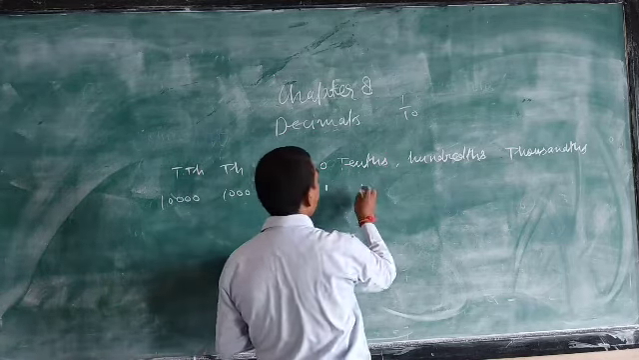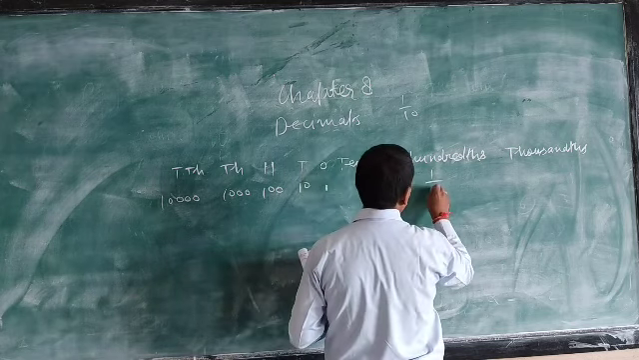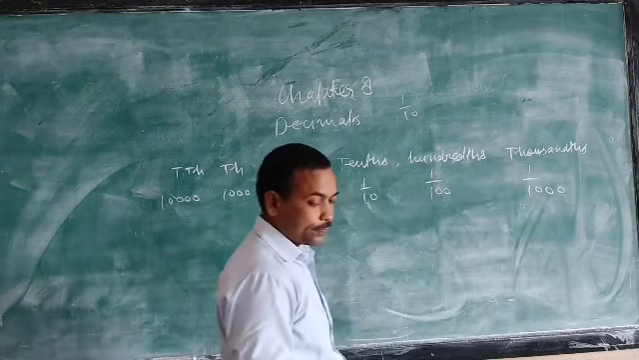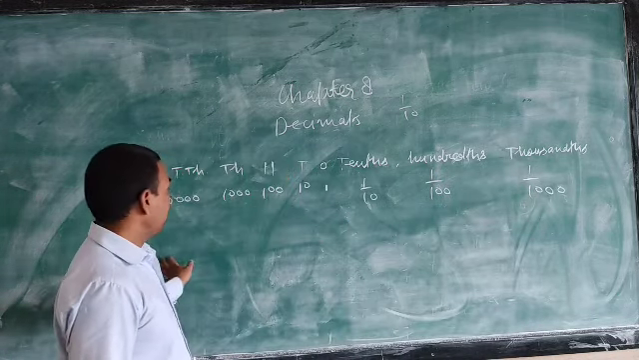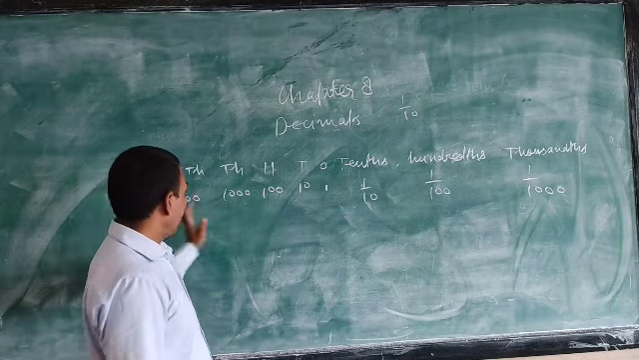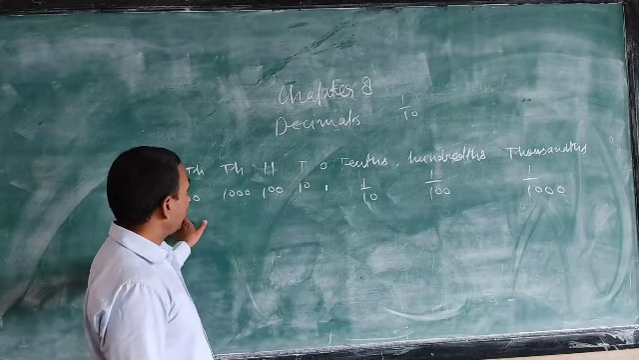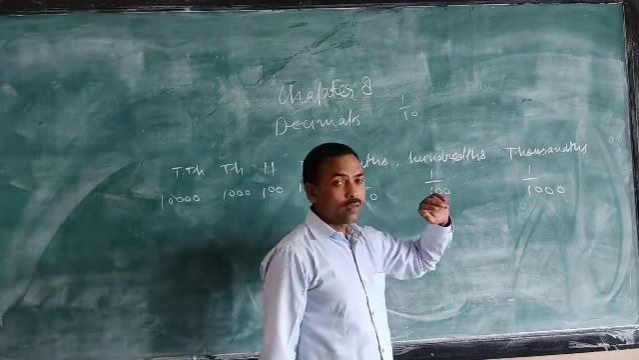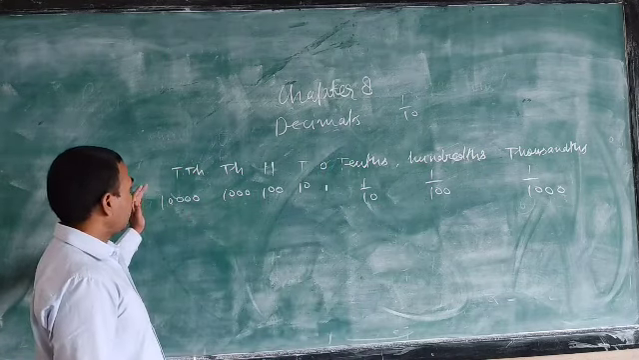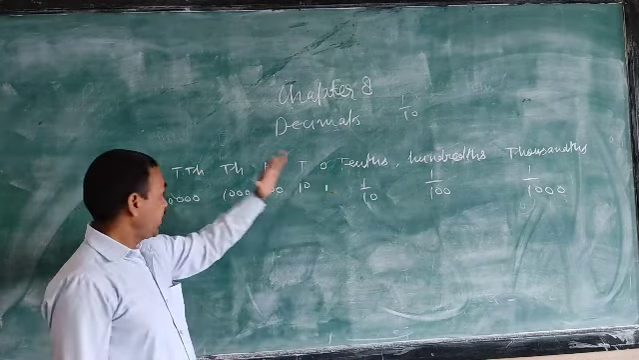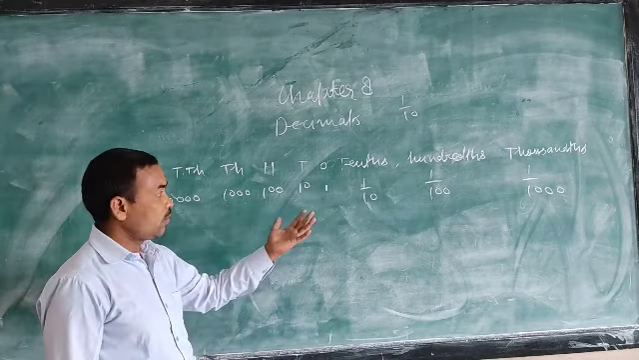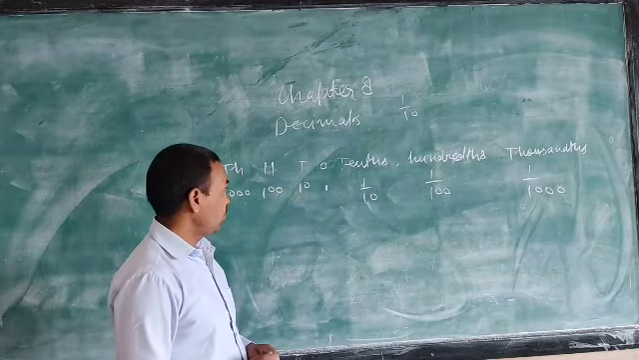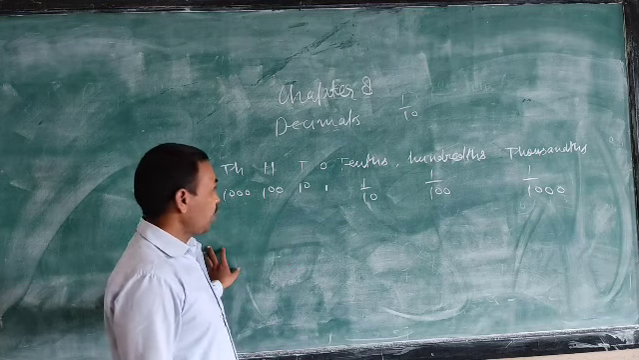So the value of this is 1 by 10, and this is 1 by 100, and 1 by 1000. See children, if you see the value of 1 from left to right, then you will see 10,000, 1,000, 100, 10, 1, 1 by 10, 1 by 100, 1 by 1000. You are seeing that the places from left to right decrease by 10 times, and the places from right to left increase by 10 times. So this system is known as the decimal number system.